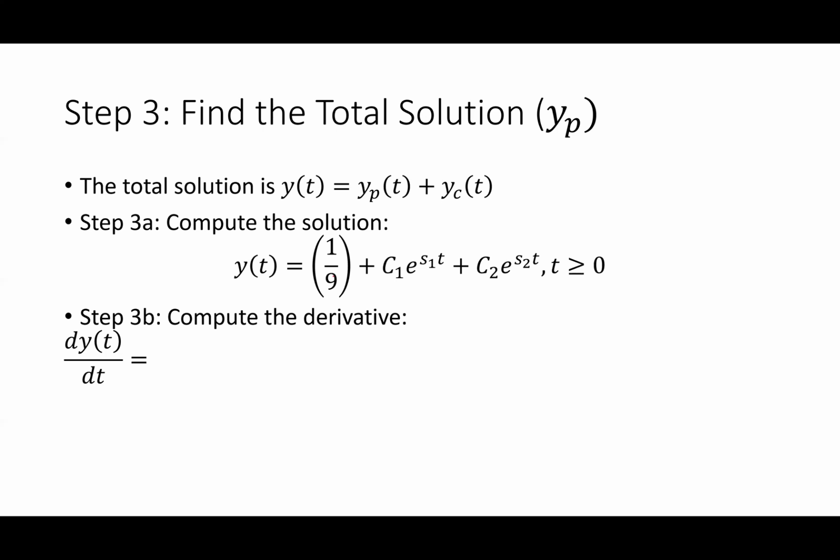All right, so the derivative of the particular solution is 0. And then the derivative of C1 e to the S1t is going to be plus S1 times C1 e to the S1t. And I get a similar result when I take the derivative of the other term, C2 e to the S2t. And this is only true for t greater than or equal to 0.